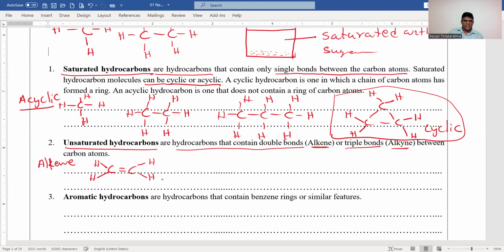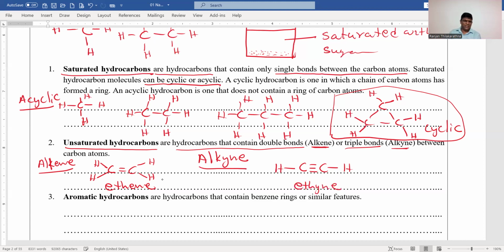Alkene, A-L-K-E-N-E. This is ethene, E-T-H-E-N-E. And alkyne, A-L-K-Y-N-E. Alkynes normally have a triple bond between carbon atoms. At least one triple bond must be there to be an alkyne. This is called ethyne.